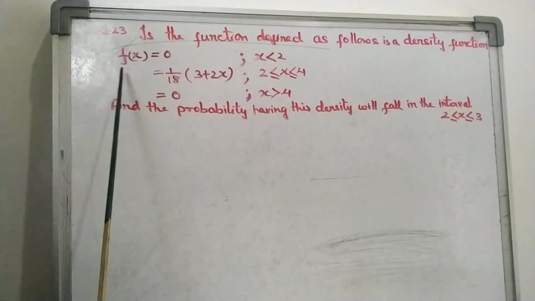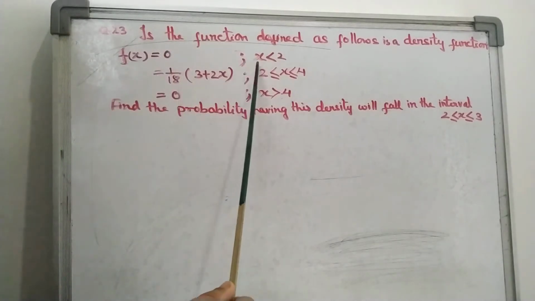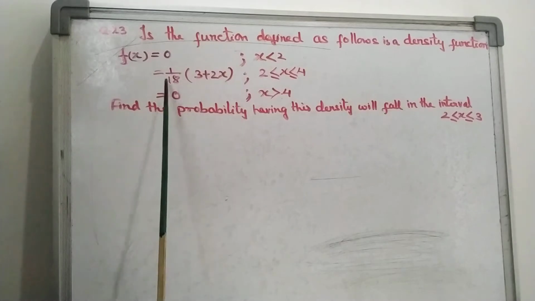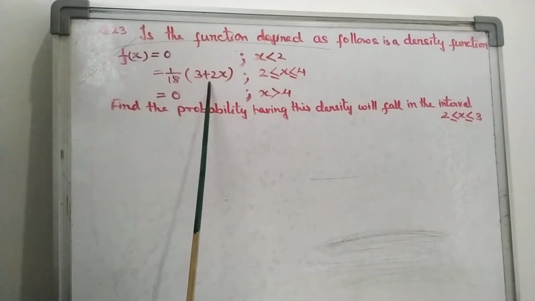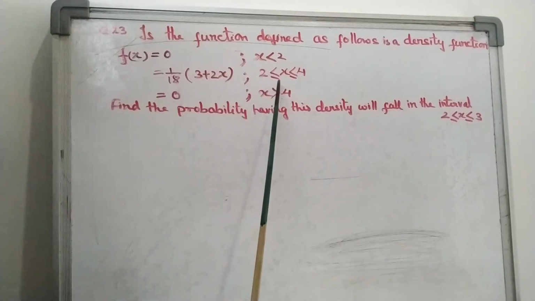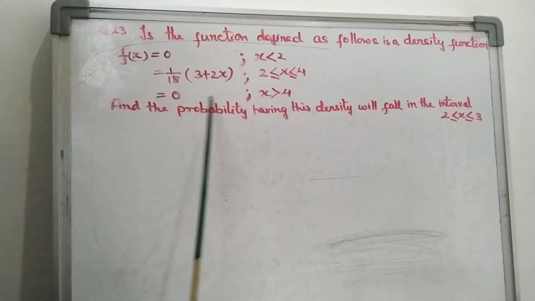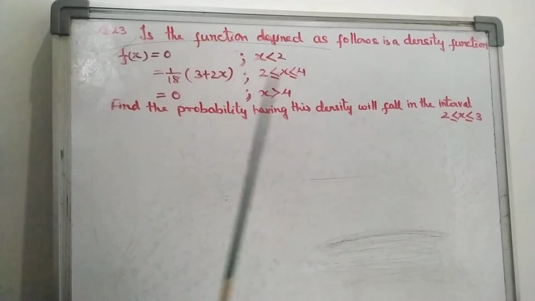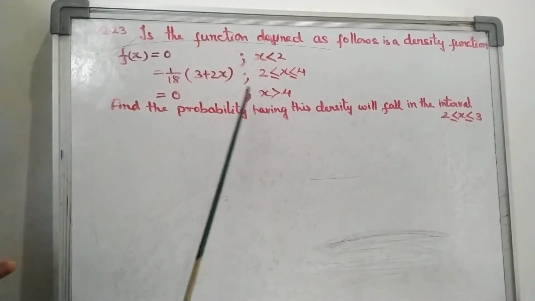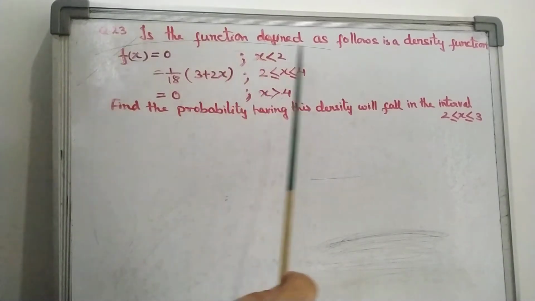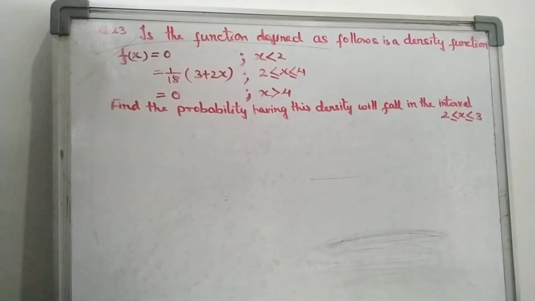The function f(x) is equal to 0 if x is less than 2, and it is (1/18)(3 + 2x) if x lies between 2 and 4, and again it is 0 when x is greater than 4. So this is the function you are asked to check is a probability density function or not.